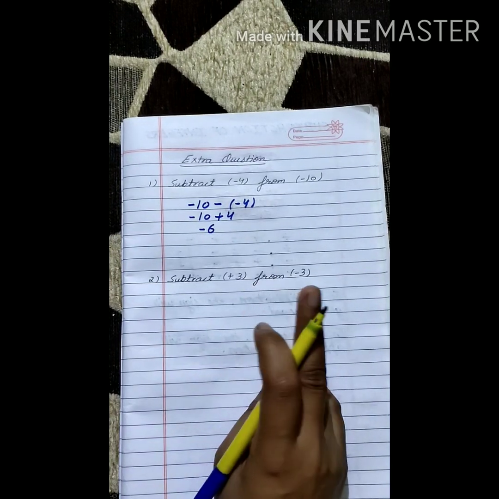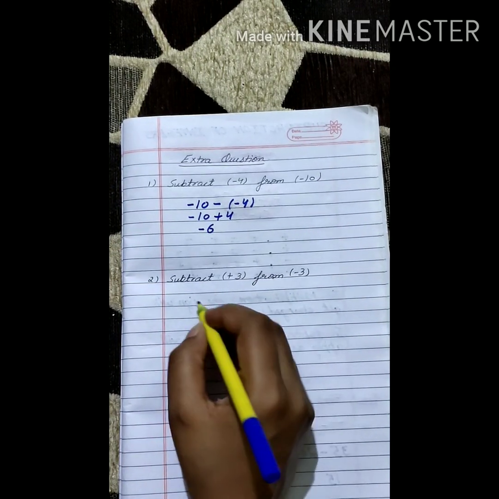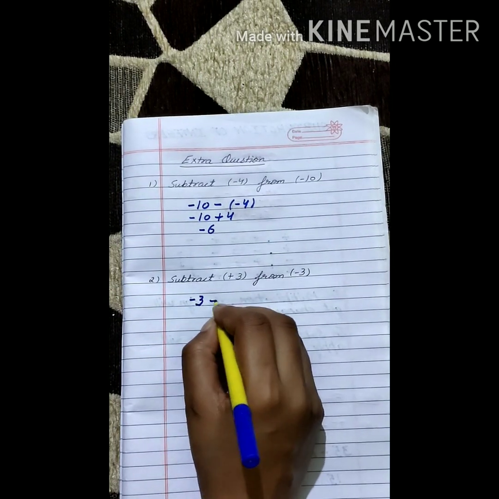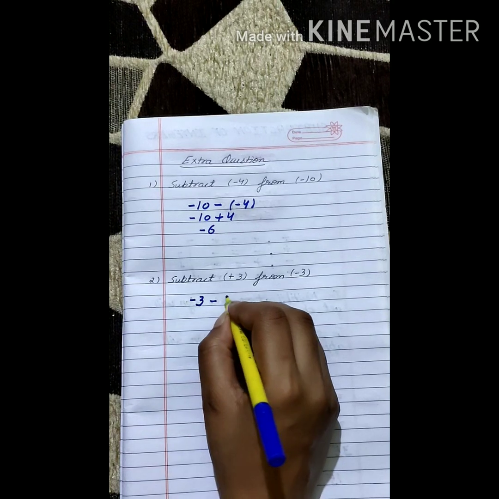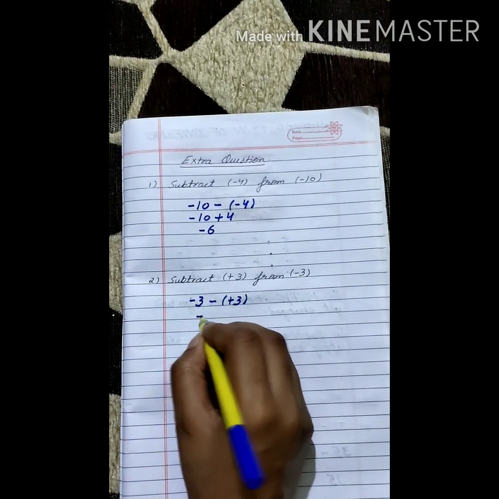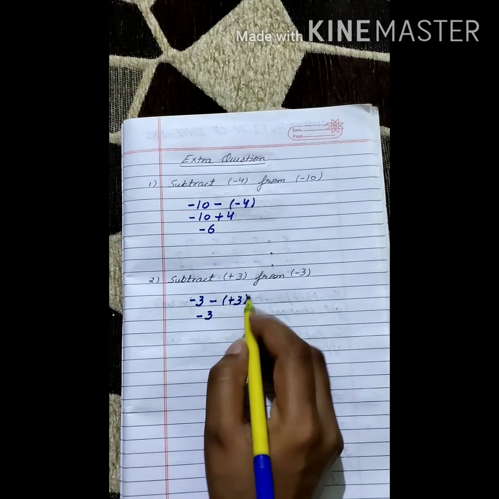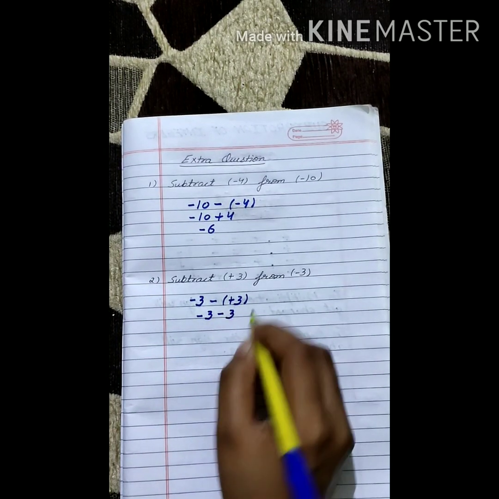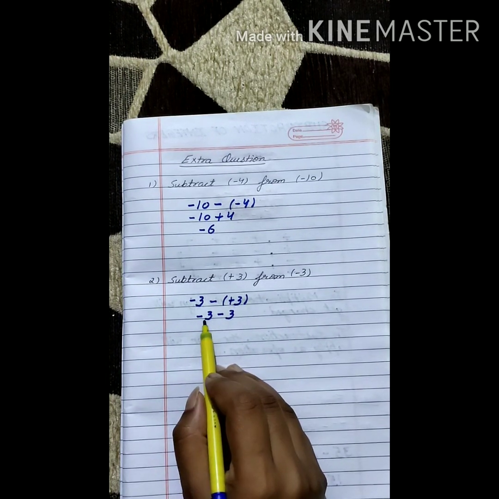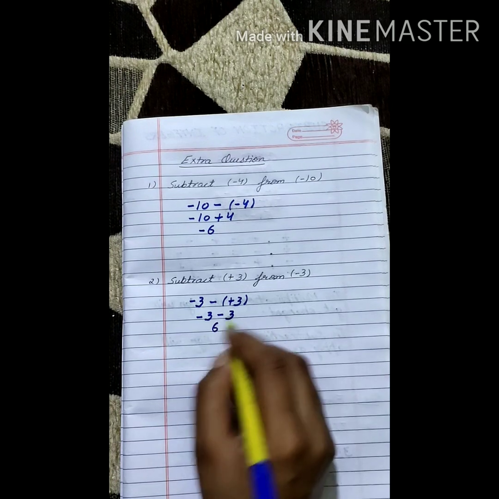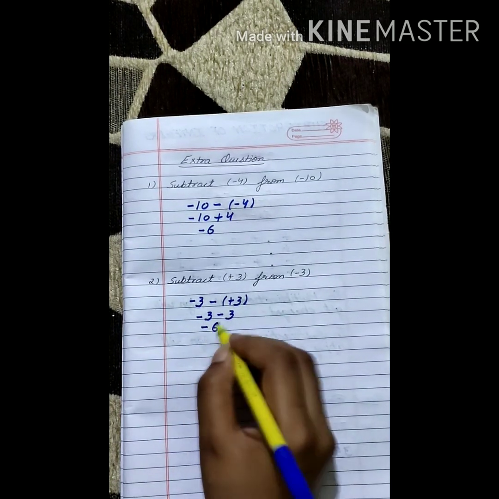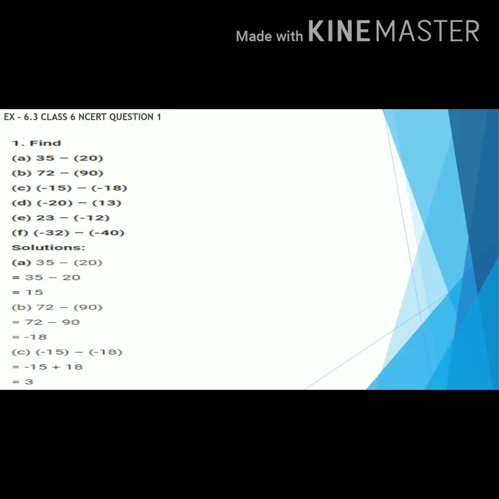Second question, subtract plus 3 from minus 3. Firstly, we will write the second term because "from" is given here. So we will write minus 3. Now we will write the subtraction sign and then we will write the first term, that is plus 3. Now firstly we will solve these two signs. Minus 3 minus plus is minus, that is minus 3. Here both are negative integers, minus minus is plus. So 3 plus 3 is 6. Both are the same. So we will write minus 6 because 3 is negative here.